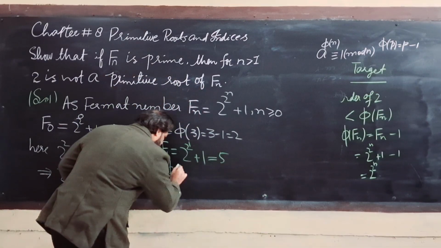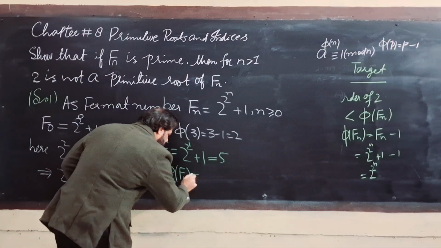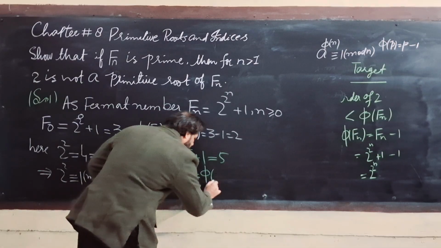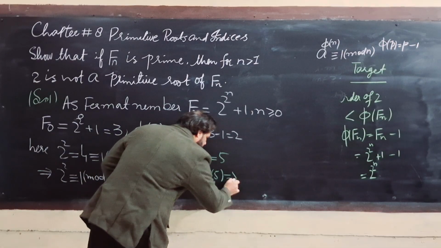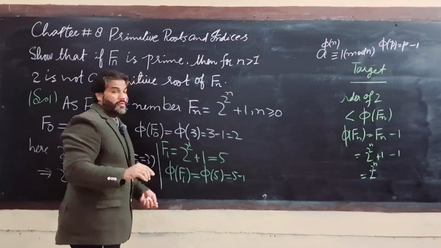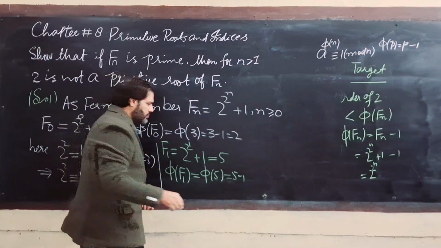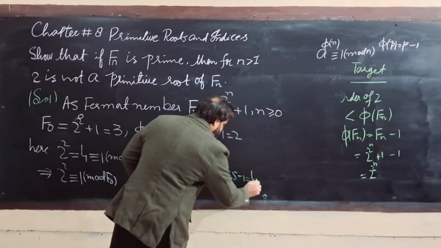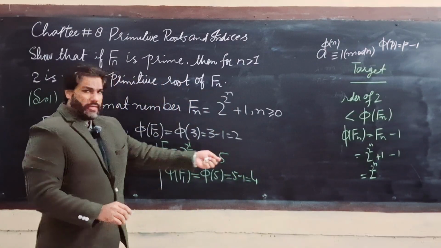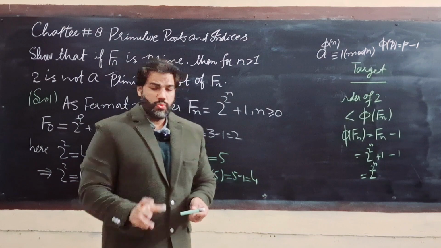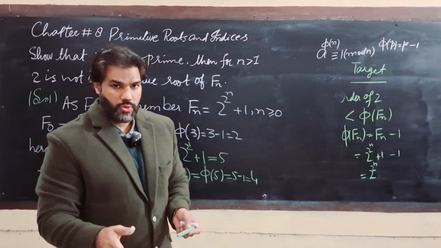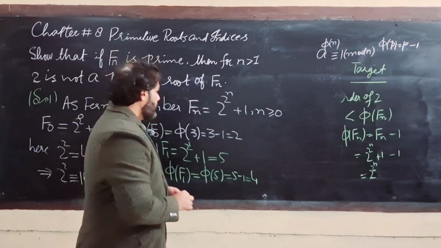Now, what is the value of phi at F1? This is equal to phi of 5, which is 5 minus 1. According to that result, if p is prime, then the value of phi at p is p minus 1. This is equal to 4. Now I will show that the order of 2 is equal to 4 modulo F1.